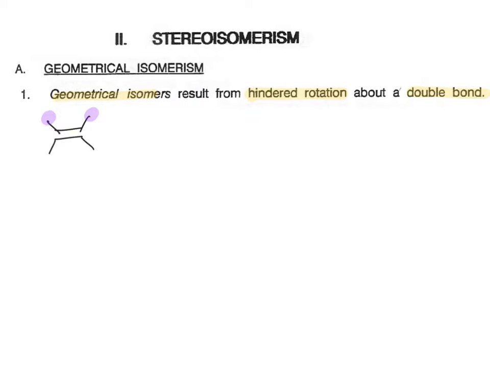If I try to rotate something from the top to the bottom on a double bond, what will happen is that double bond will break, so I can't rotate freely. With single bonds, you could do that. In this class, we're going to focus on only the ones that work with double bonds. There are other ones, but we only look at the ones with double bonds in this class.